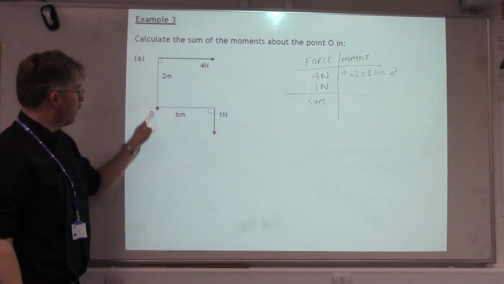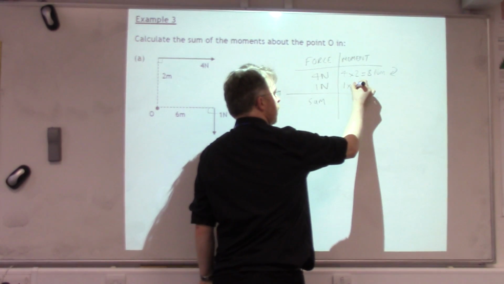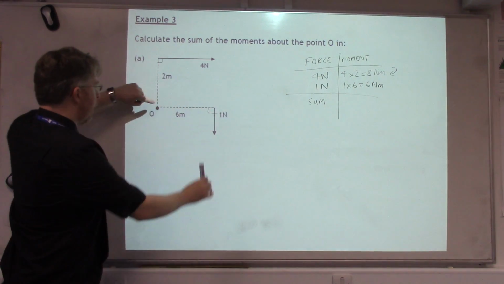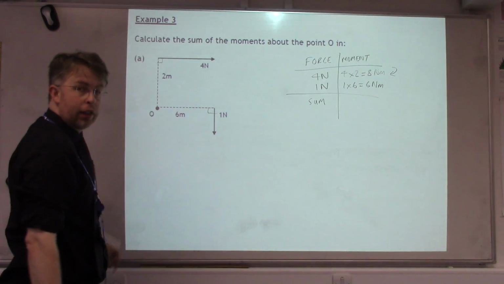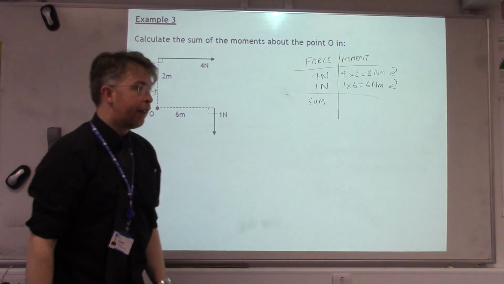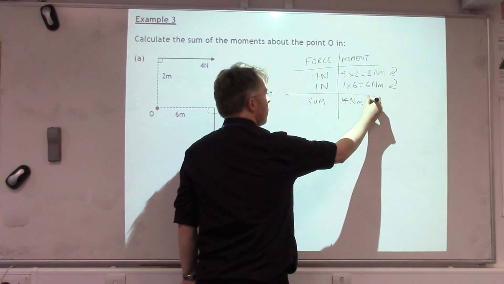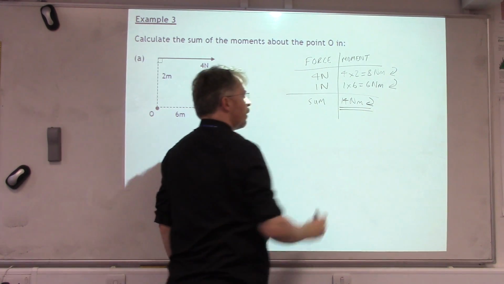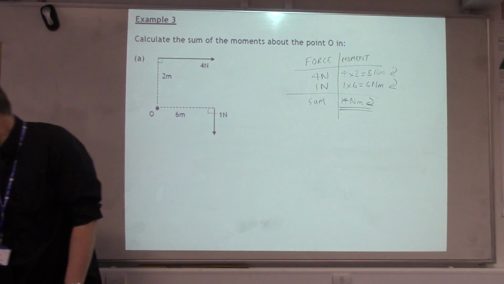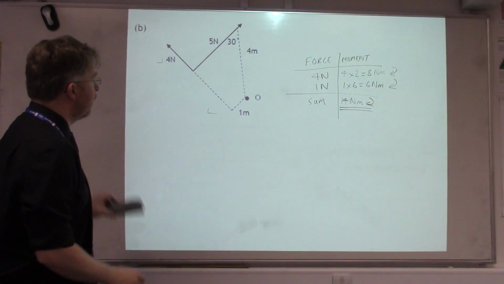For the 1 newton, it's 6 metres away, so 1 times 6 equals 6 Newton metres, and in this case both the forces spin clockwise. So being both in the same direction, we add them together, we get 14 Newton metres clockwise. Part B will be a bit harder.